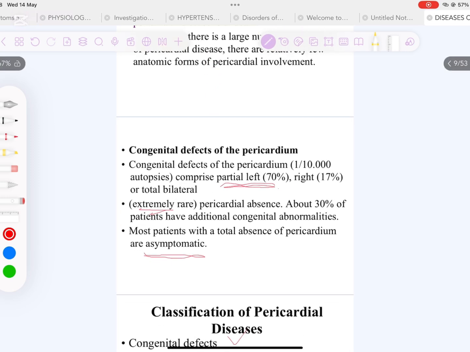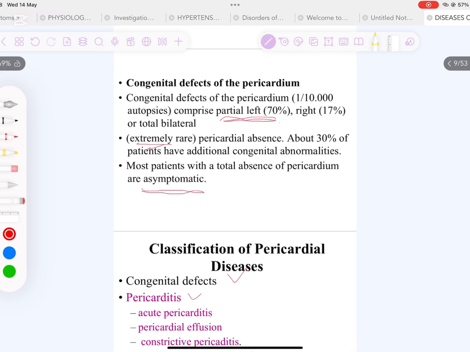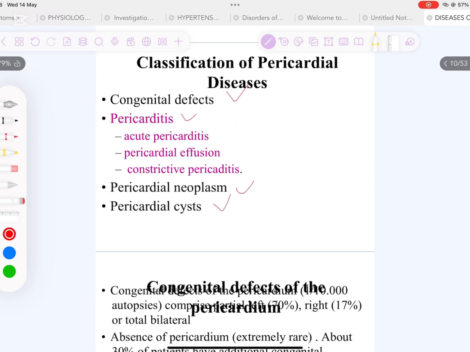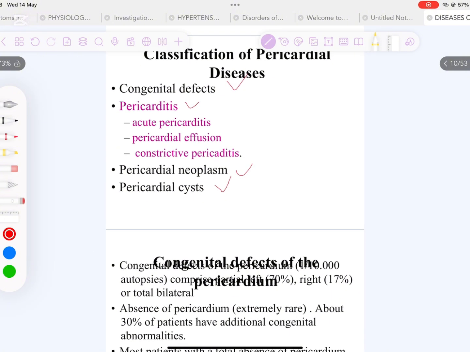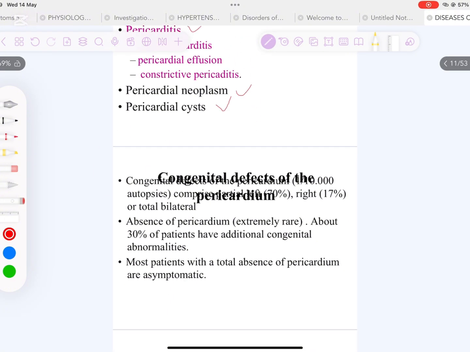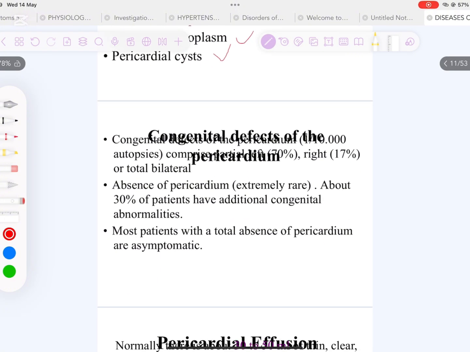All right, so now let's start with congenital, because this page comes first. You can have congenital defects, then pericarditis, and under pericarditis, meaning inflammation, we can have acute pericardial effusion, constrictive pericarditis, and then we can have pericardial neoplasm and pericardial cyst. So these are the 4 classifications that we are going to be addressing in this chapter.